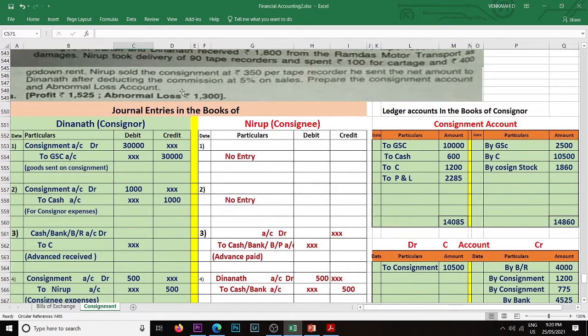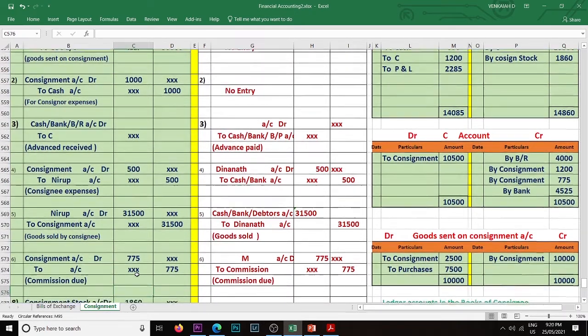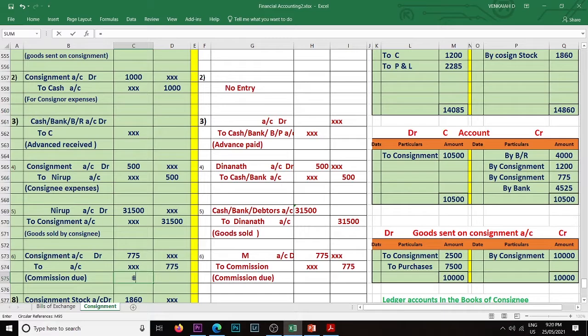Right. Deducting commission at 5% on sales. 31,500 into 5%. Calculate 31,500 into 0.05. 1575. Take the calculator and counter check whether my calculations are correct or not. Okay. 1575. What is the journal entry for commission payment, commission due? Consignment account debit to consignee account.